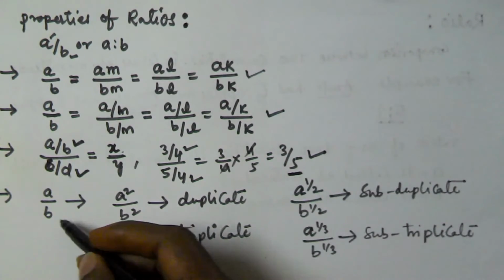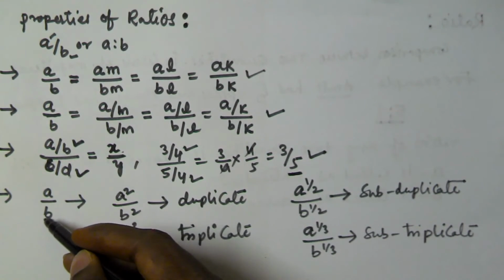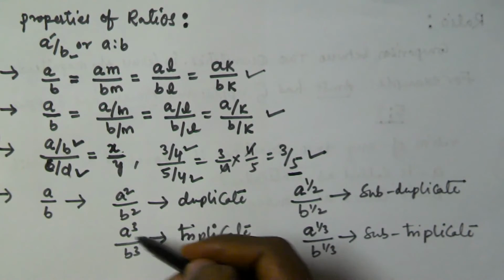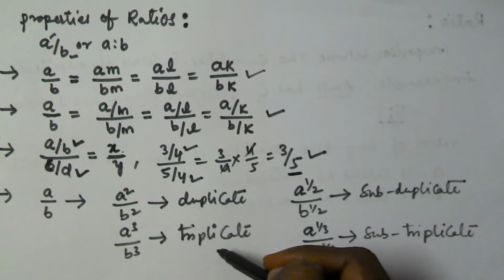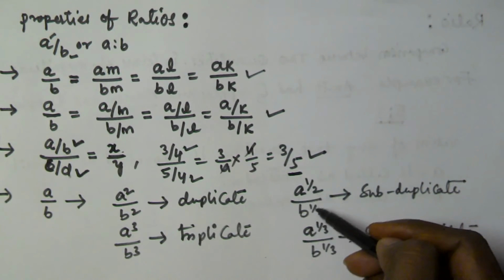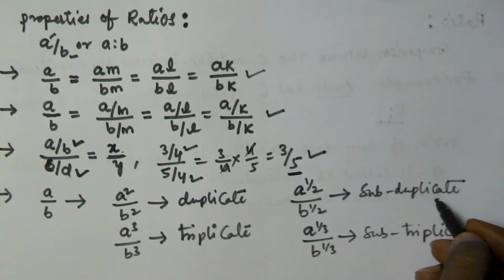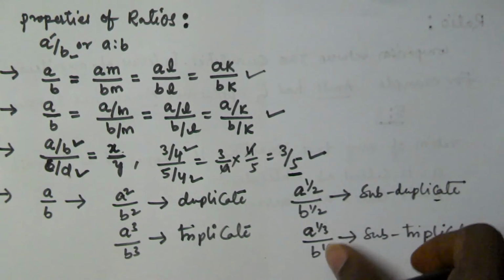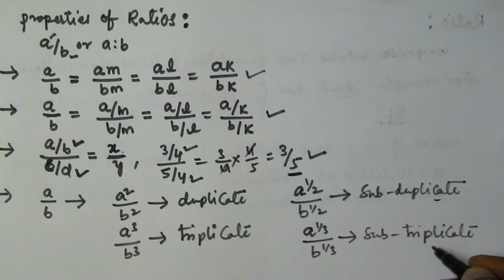And the next one is, if A by B is the ratio, then A square by B square is called a duplicate. A cube by B cube is called a triplicate. A to the power of 1 by 2 over B to the power of 1 by 2 is called a subduplicate. And A to the power of 1 by 3 over B to the power of 1 by 3 is called a subtriplicate. So these are all the properties of ratios.